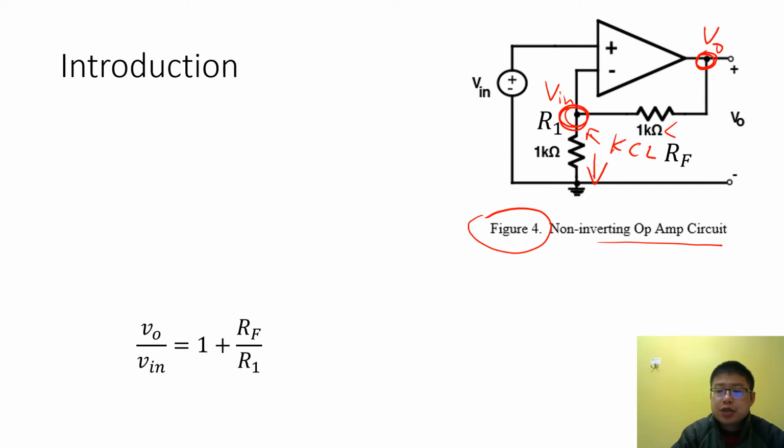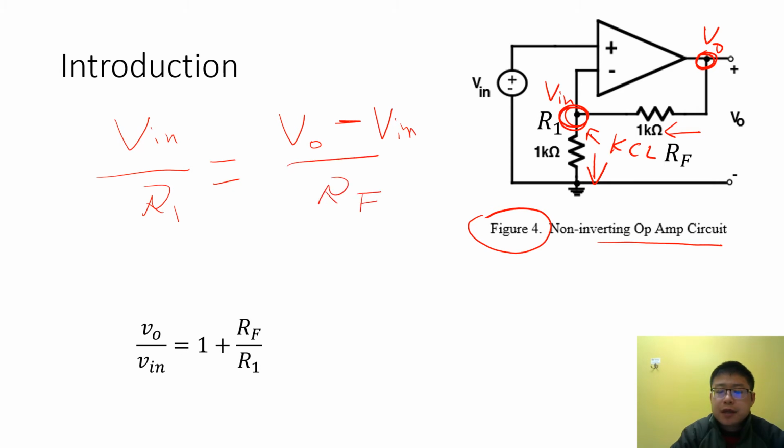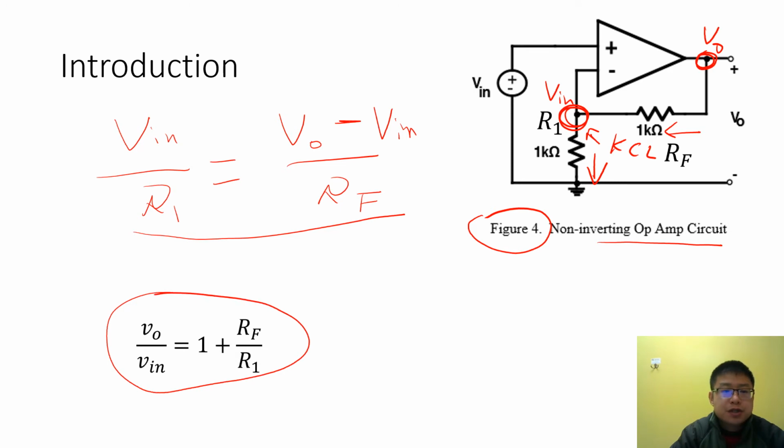Let's write the equation. The current flowing through R1 equals Vin over R1. It equals the current flowing through RF. The current flowing through RF equals (VO minus Vin) over RF. So by simplifying this equation, we can obtain the relationship between the input voltage and output voltage.